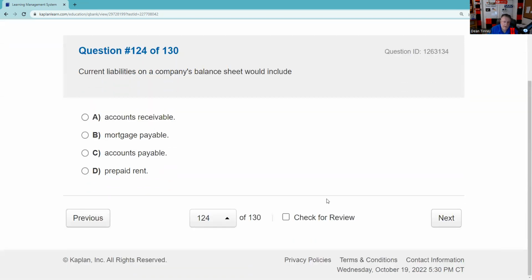Accounts receivable, accounts payable, it says liabilities. Accounts receivable are an asset. Mortgage payable is not a current liability, it's a long-term liability. Accounts payable, yeah. Remember, current liabilities are things you plan on paying in 12 months or less. And that's going to be very testable in terms of being able to do working capital, current ratio, and the quick ratio.